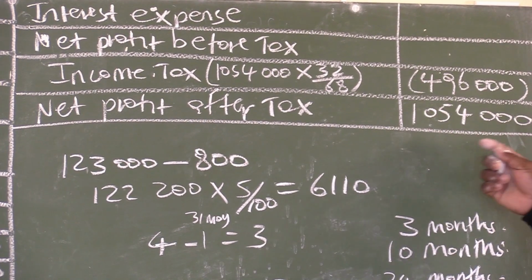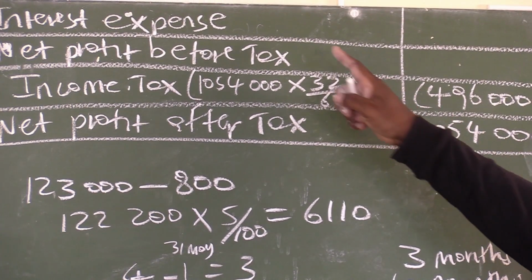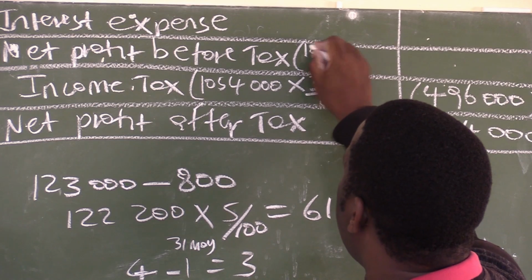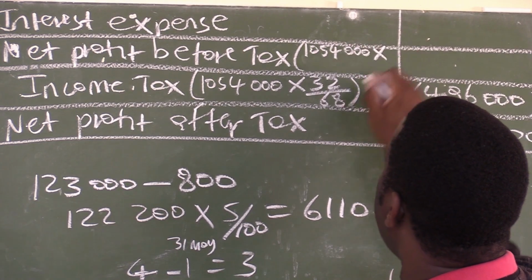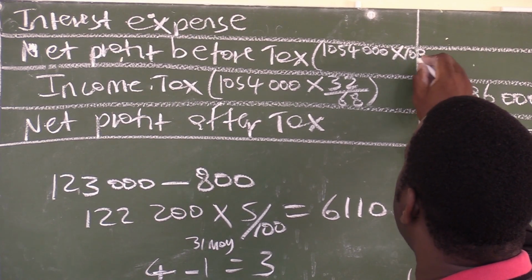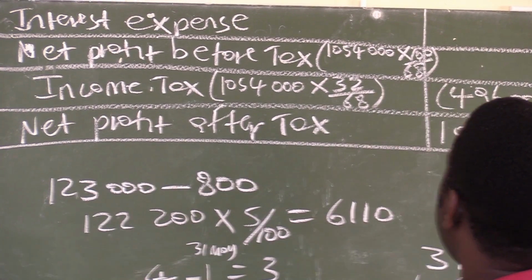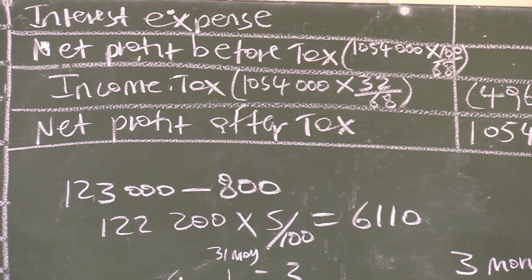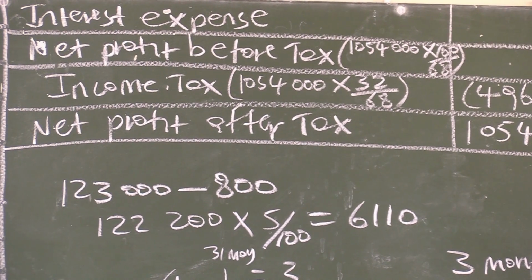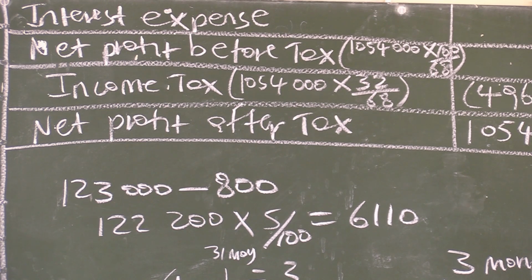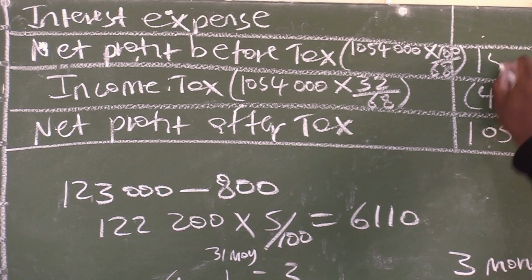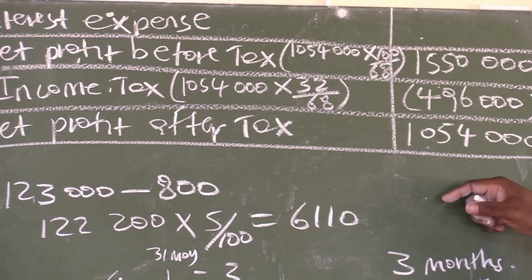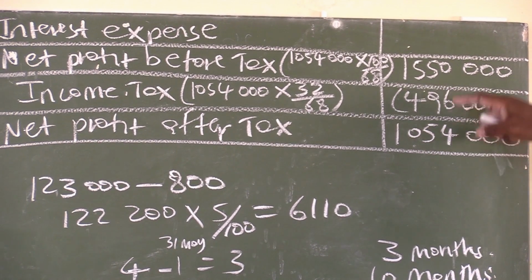So you have got two options. If you like, you can take the 1,054,000 because we know this is 100%, and use the same method to get the net profit before tax: 1,054,000 multiplied by 100 over 68. That's 1,550,000.